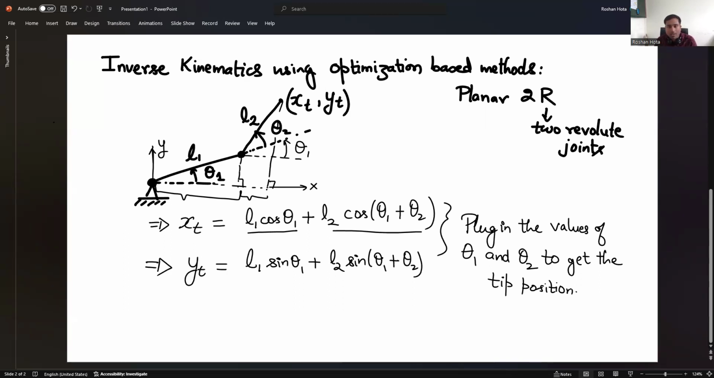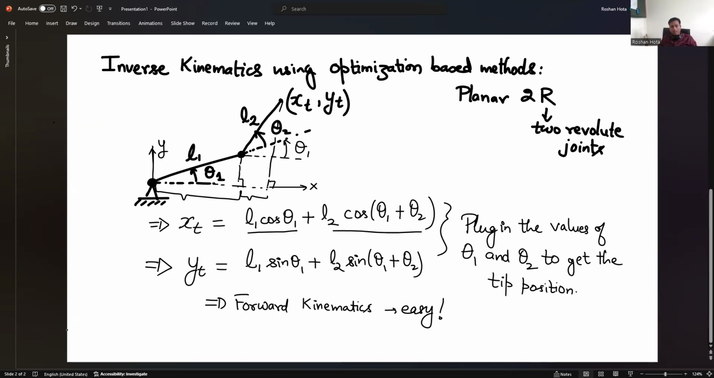We have to plug in the values of θ1 and θ2 to get the tip positions. So this is the forward kinematics problem. This forward kinematics is easy. The other problem, which is the inverse kinematics problem, is difficult. In the inverse kinematics problem, I would supply to you the values of xt and yt, and you have to find the values of θ1 and θ2.